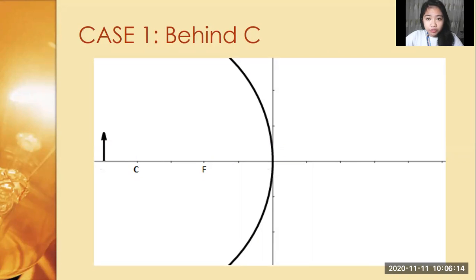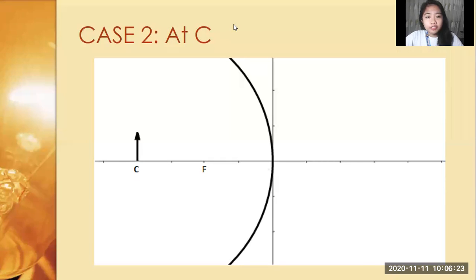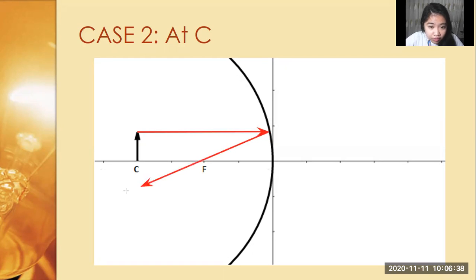So for case number 2, we have an object at the center of curvature. So we'll be using the same colors for the different special rays. So again, red for SR1. So I'll just do it again. It's parallel. I hope it's parallel. And then passing through F. And the next for SR2, yellow.